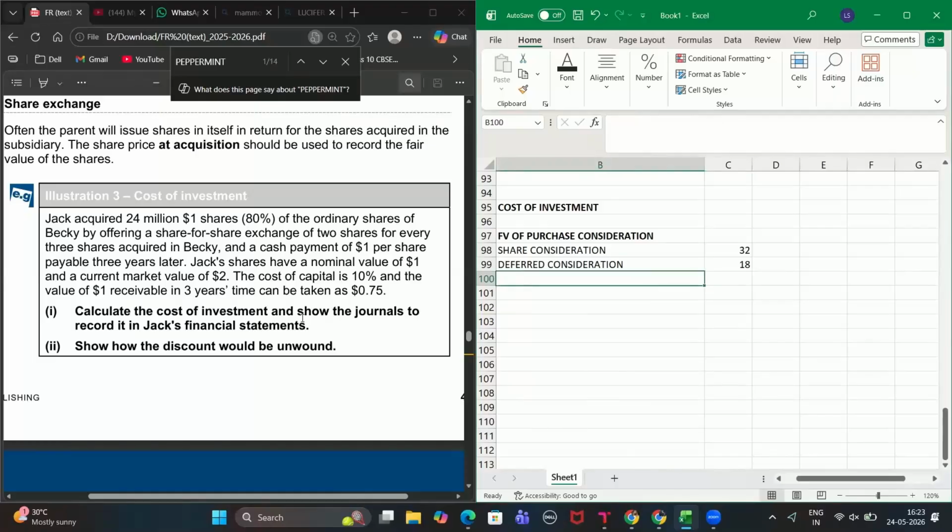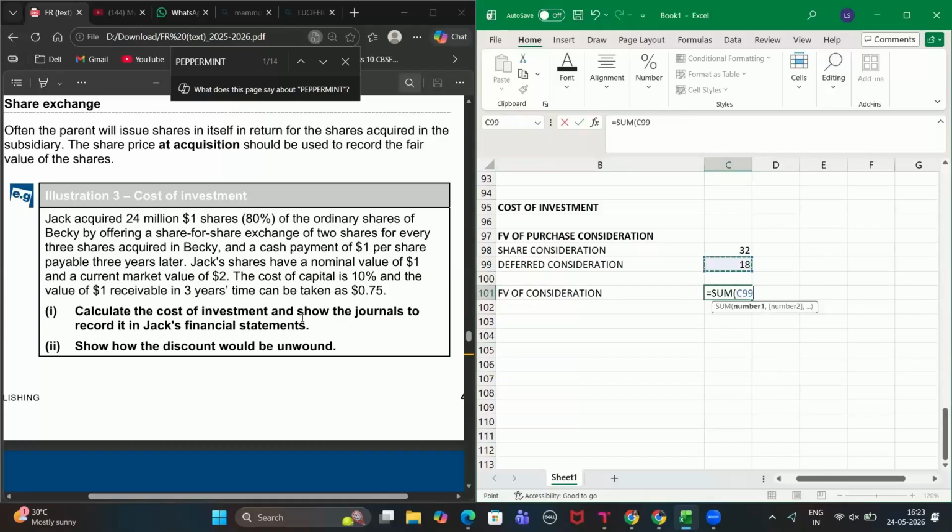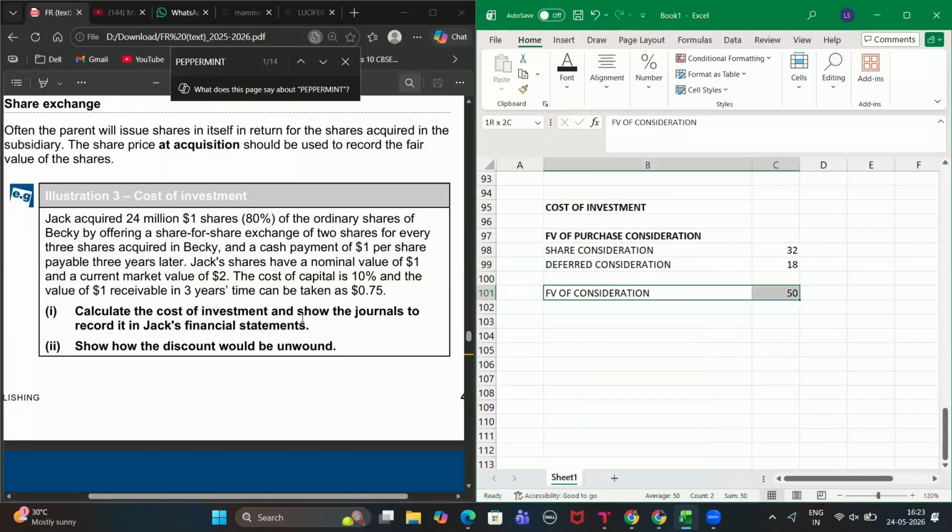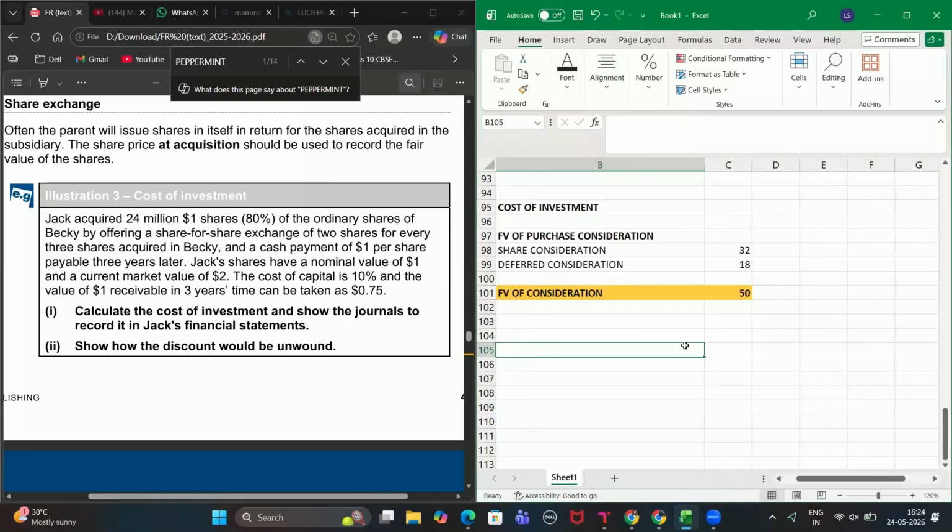So tell me, what is the fair value of purchase consideration? It is the sum of all the consideration, that is 50 million. Is this clear, guys? Did you guys get it? Any doubts? Any minute doubts you can ask me. Okay, fine. I hope this is clear.